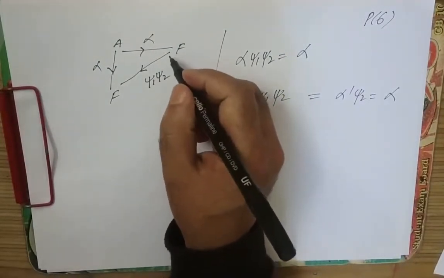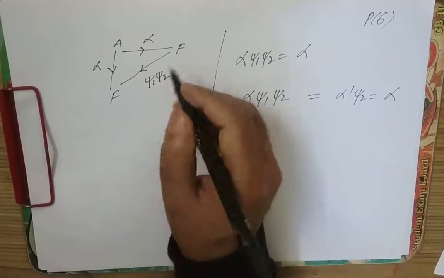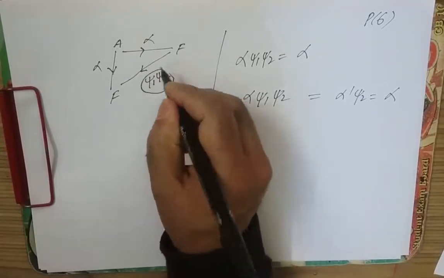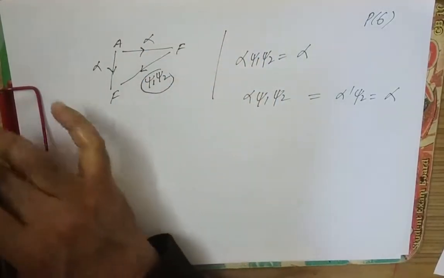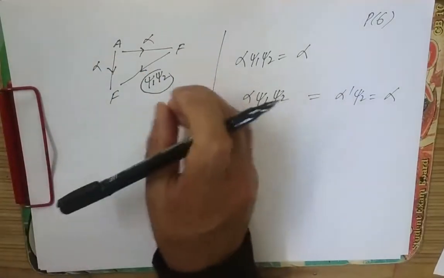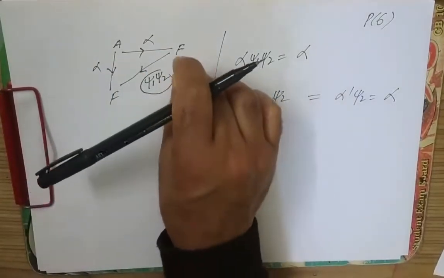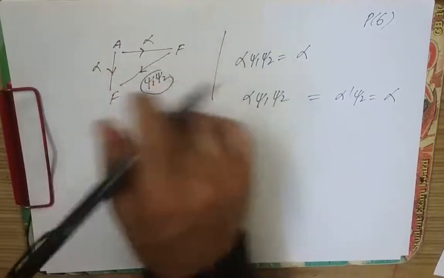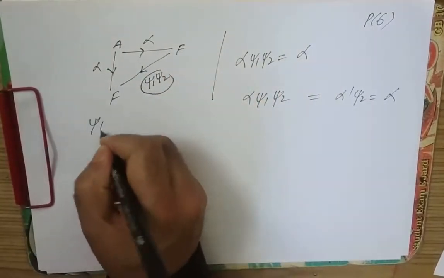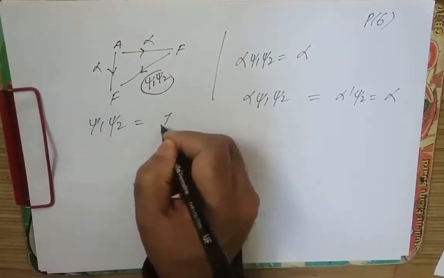But as already mentioned, since psi 1 is unique and psi 2 is unique, this composition is unique, making this diagram commute. But one map which makes the diagram commute is the identity map on F, which always makes this diagram commute. So that means psi 1 psi 2 must be equal to the identity on F.